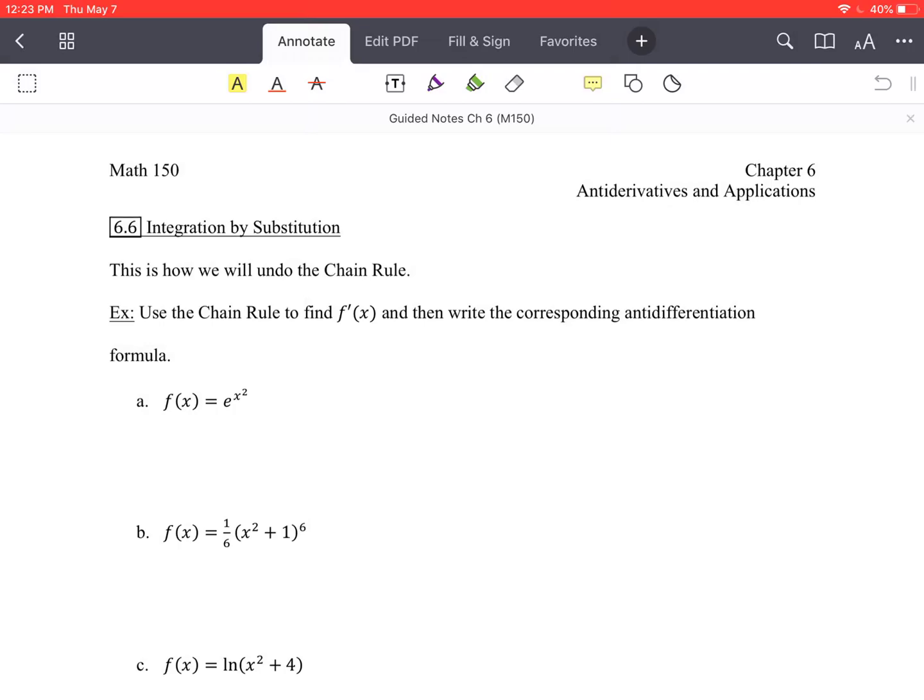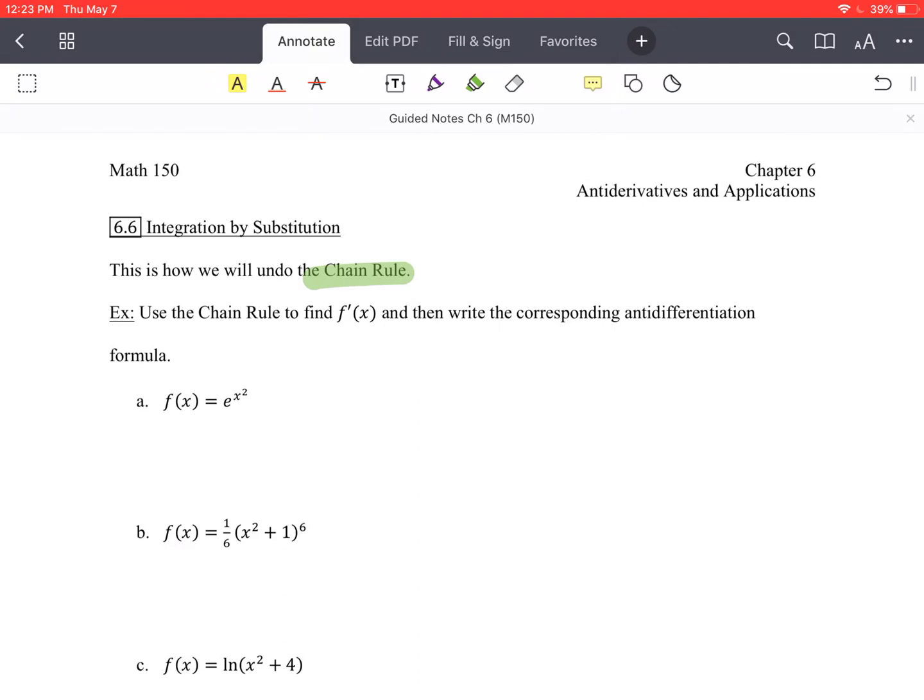Alright, hi everybody. So we are in the last section of chapter 6. We're going to look at one more method of integration that's going to help us solve a lot more integrals. This is integration by substitution, also called the U-substitution method. This substitution method is how we're going to work with the chain rule.